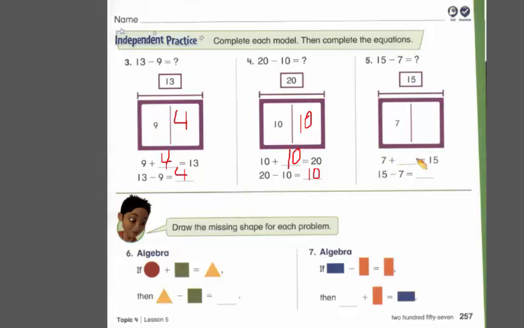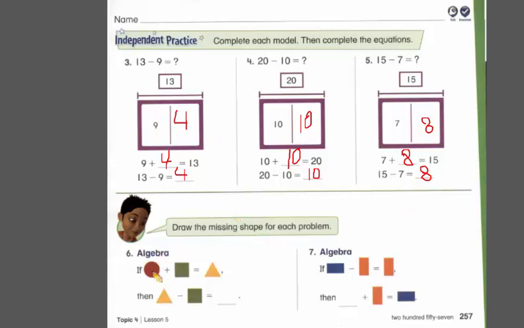7 plus how many equals 15? We ask ourselves, what is the whole? It's 15. What is the part you know? 7. So what is the missing part? I will start counting. Start with the part you know, I start at 7 and then count on to get 15. So here you will have 8. 8 is the missing part. So what is the missing part? The missing part is 8.